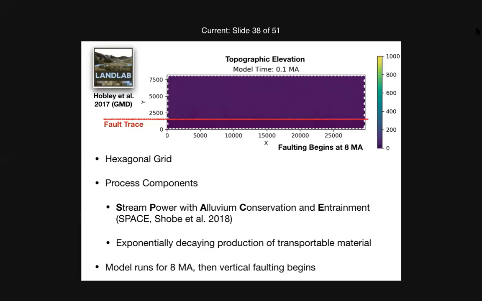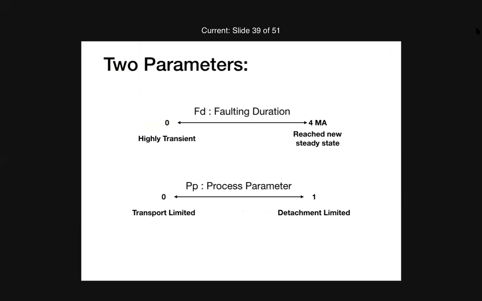And this is a very simple fault in the context of a pretend geodynamic part of the model. So I've set this model up to have two parameters. The faulting duration is between 0 and 4 million years, corresponding to a highly transient system and a system that's long reached its steady state.